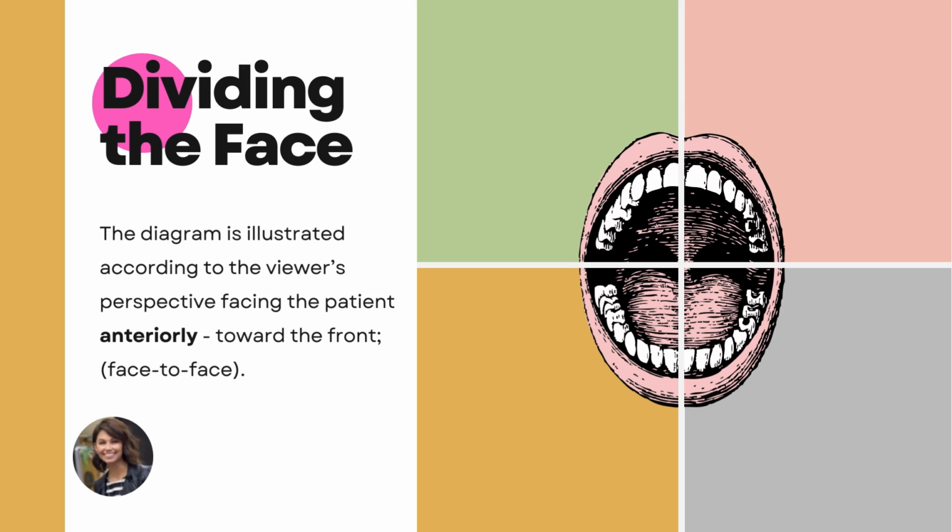So now that we've identified the axial line and midline, and know that both of these lines are imaginary, we can see how these lines will divide the arches into quadrants. This is an illustration of a face divided into quadrants. The diagram is illustrated according to the viewer's perspective. So if you're facing the patient anteriorly, which means from the front, face to face, this is what that illustration would look like.